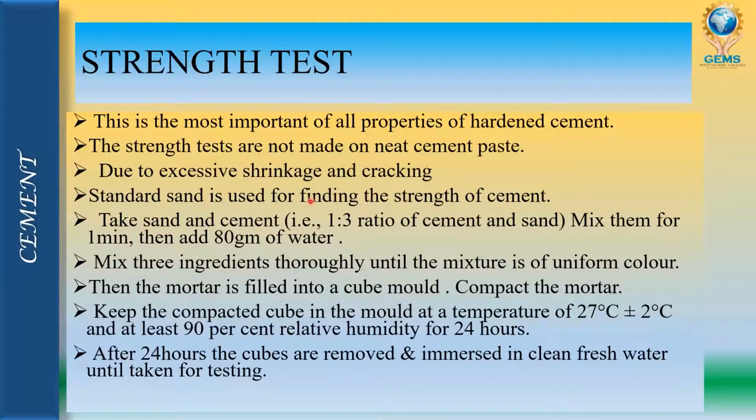Let us see the procedure for making the mold for the strength test. Take sand and cement at a ratio of 1:3. Mix them properly for 1 minute. After that, add 80 grams of water. After mixing the ingredients thoroughly, it should get a uniform color. Then the mortar should be filled in a cube mold and compacted.